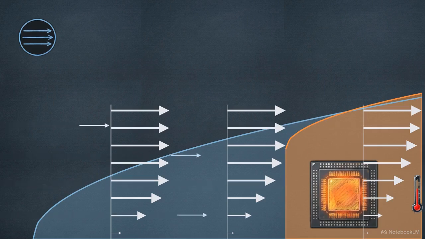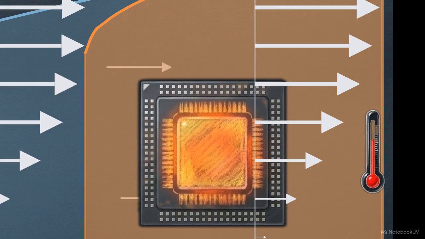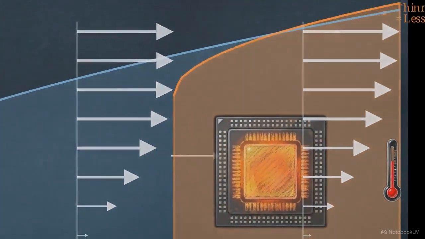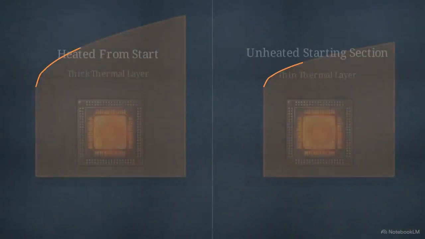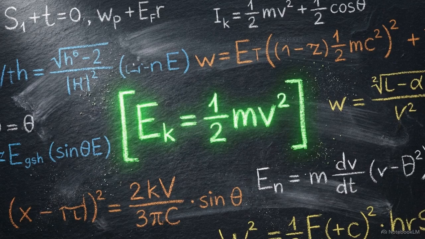But the thermal boundary layer, the zone where heat transfer occurs, remains at zero until the flow hits the heated section. At that point, the thermal layer begins to grow fresh from the surface. Because this thermal layer starts later, it is significantly thinner than the velocity layer surrounding it. Since thinner boundary layers offer less resistance to heat transfer, the cooling is actually more effective than if the entire plate were heated from the start. We use a mathematical correction factor to account for this localized boost in performance.